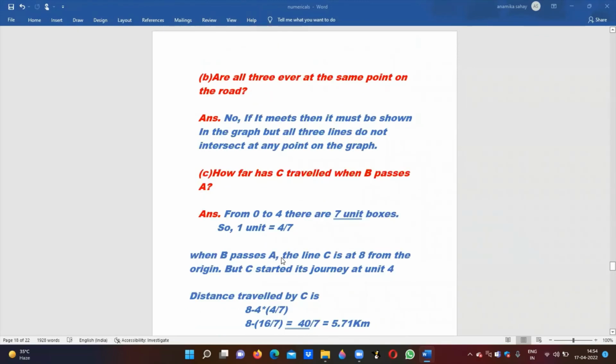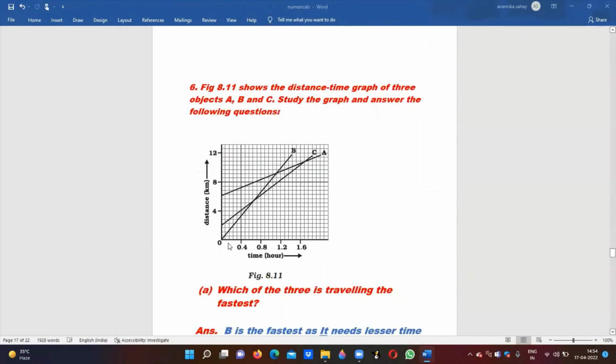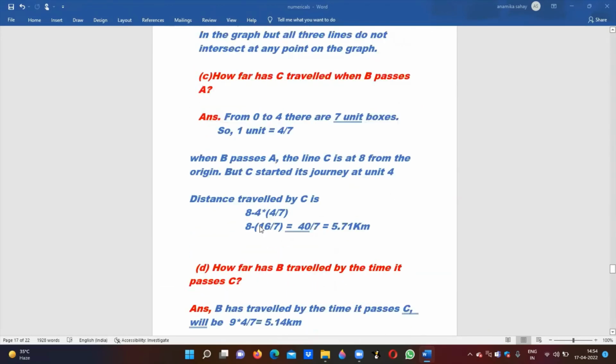For 1 unit equal to 4 by 7, and we have to subtract 1, 2, 3, 4 units. So 4 into 4 by 7. The answer will be 5.71 kilometer.